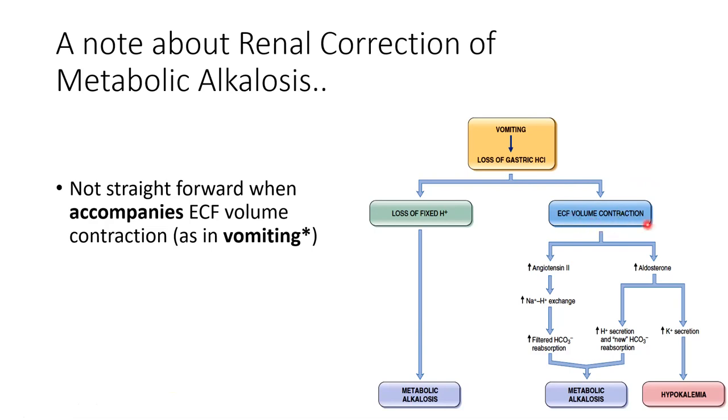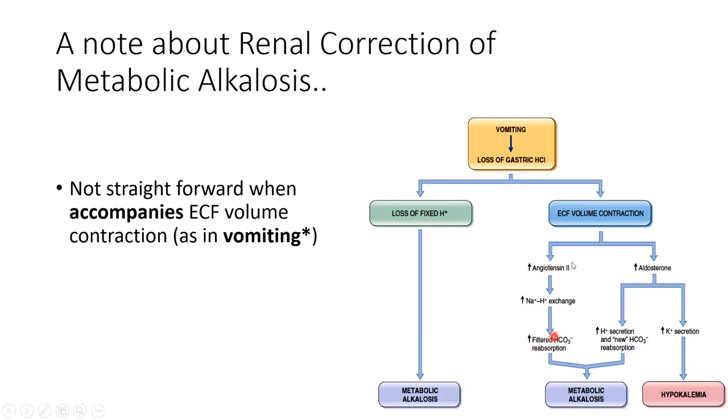So ECF volume contraction will trigger angiotensin II via the renin-angiotensin-aldosterone pathway. Angiotensin II, amongst the many things that it does, also triggers that sodium-hydrogen antiport mechanism at the PCT, which I have mentioned, okay? It increases it. When it increases it, sodium is reabsorbed, hydrogen is secreted, bicarbonate is reabsorbed, resulting in increased filtered bicarbonate reabsorption, coupled with, by the way, increased hydrogen secretion. So you're getting rid of hydrogen, you are adding more bicarbonate, obviously you're creating metabolic alkalosis.